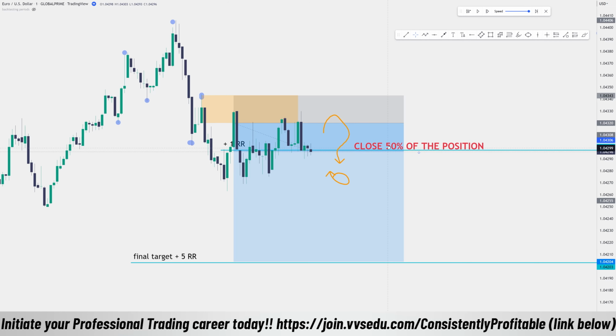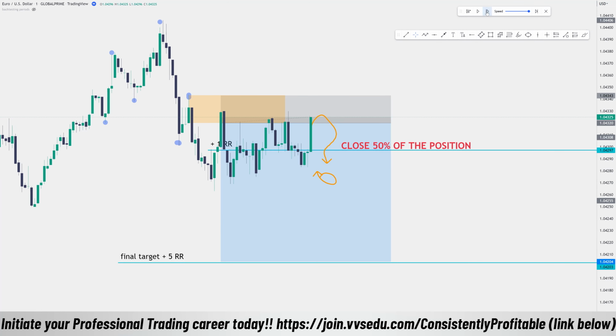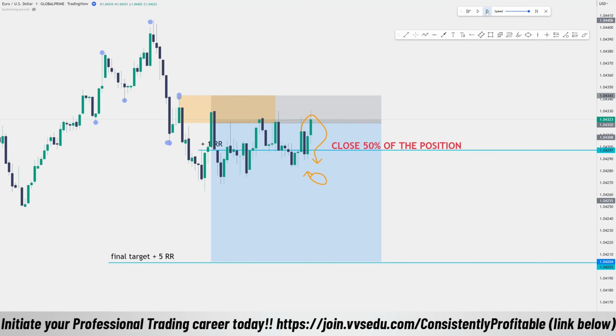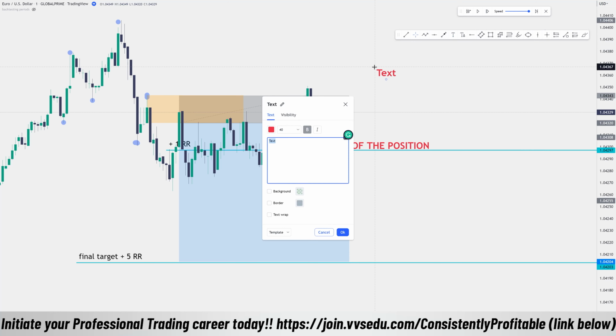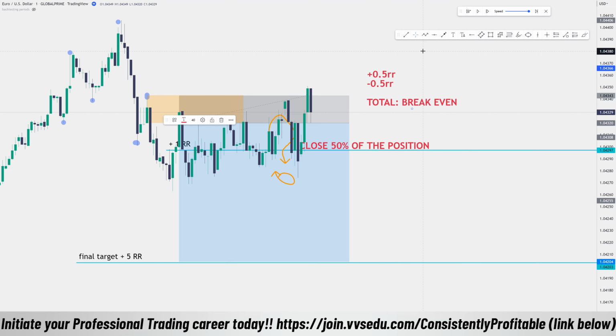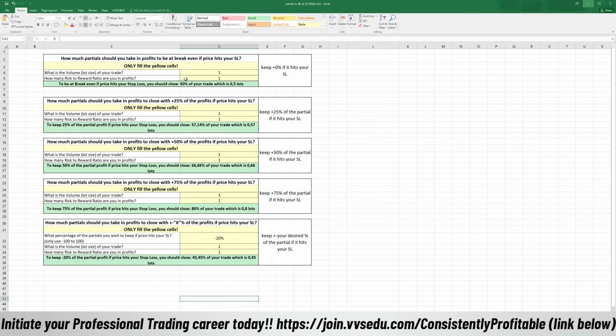In addition, if price respects your stop loss, then you will still be making more money if price continues towards your TP without risking actually anything, because if it hits your stop loss, you are at break even. Now, taking 50% of the profits as a partial is for when price is at 1R in profit. But if it is more or less than 1R, the calculation will not be simple anymore. That's the reason I have created this Excel sheet to assist you.